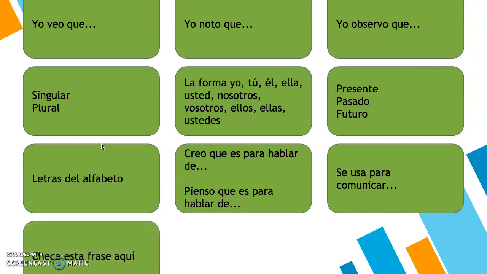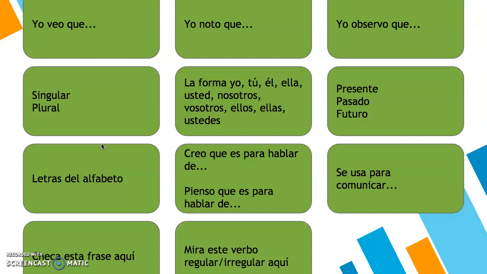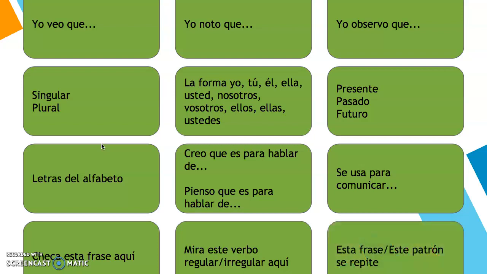Check esa frase aquí. So if I want to draw their attention, or if they want to draw their attention to a certain phrase, where like they're working with their partner, and they're like, well, look at this sentence right here. This is an example of blah, blah, blah. Mira ese verbo regular o irregular aquí. Two things they can also say. Regular and irregular and verbo. So if they're talking to each other, or if they're talking to you and they have a specific one they want you to notice, or esta frase o ese patrón se repite, I can teach the word patrón, se repite, well, it repeats itself all over here.